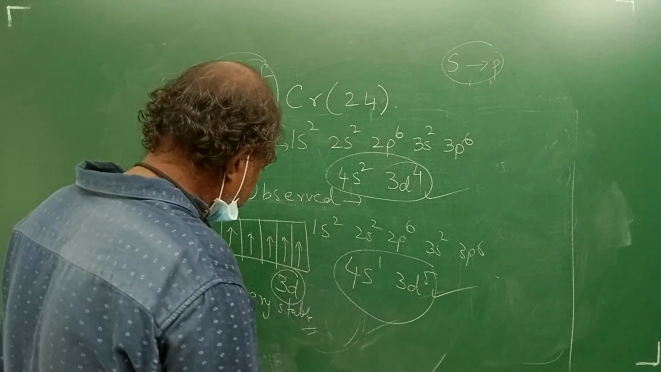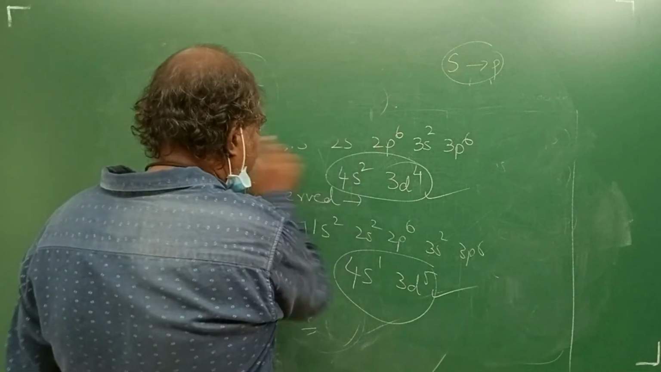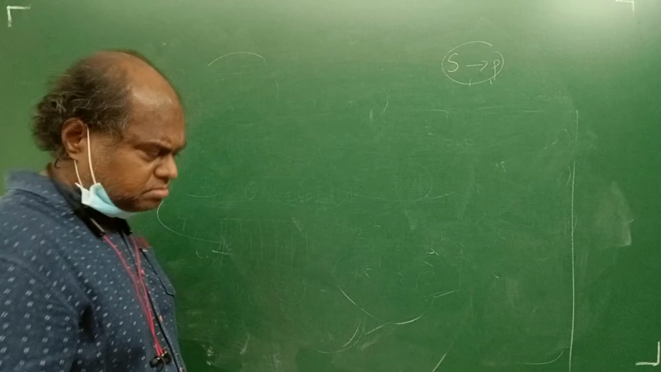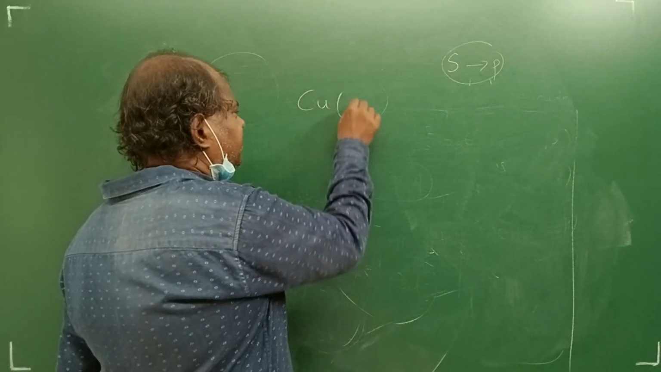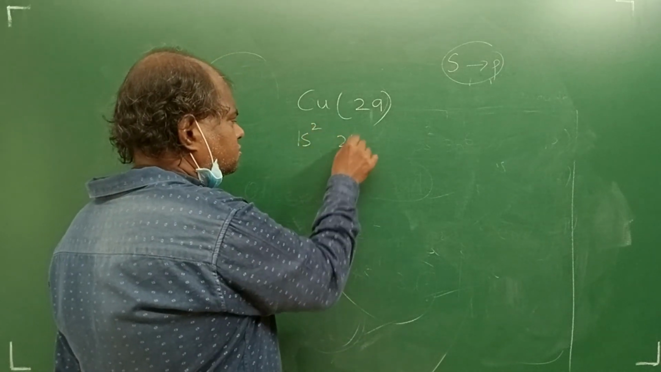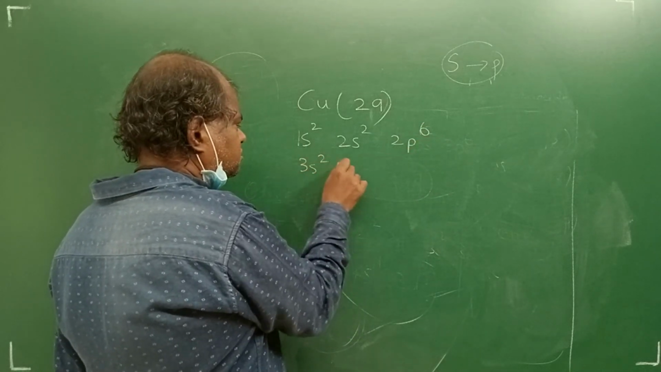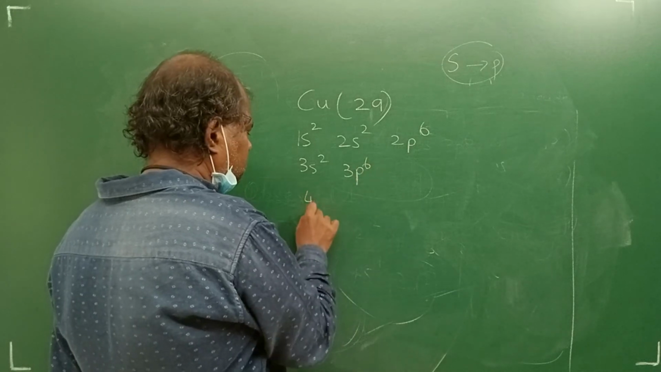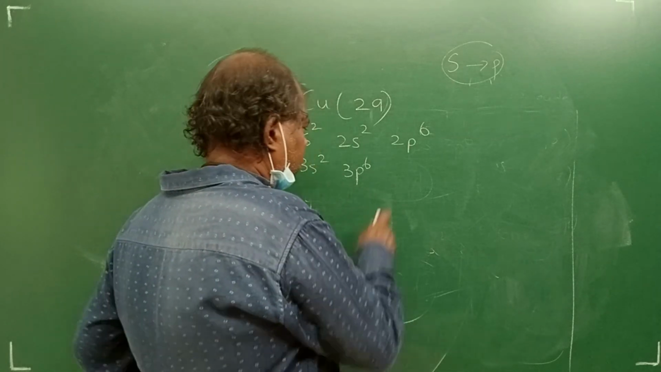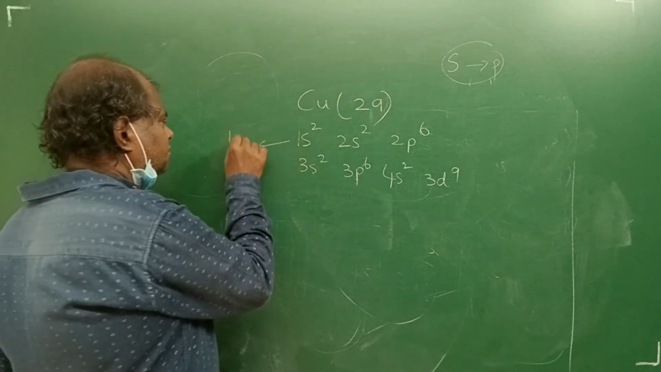So you can do this because it's more stable. Now let's take one more example, copper. Here it will be completely filled. So copper, if you take 29, 1s2, I'll write here 3s2, and I'll write here 4s2, 3d9. This is what we expect.